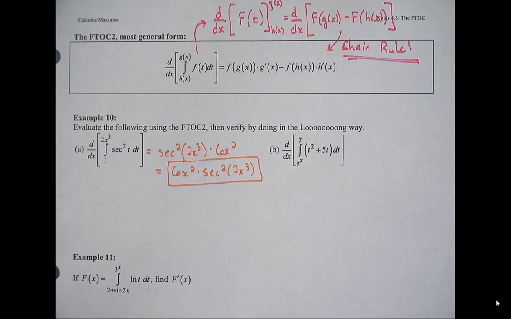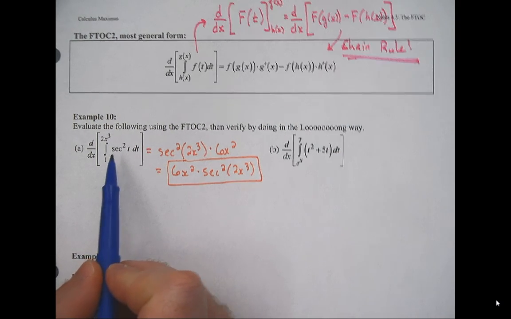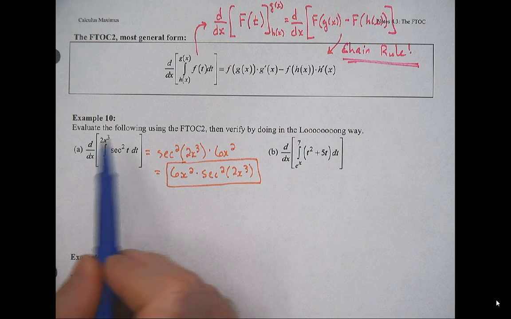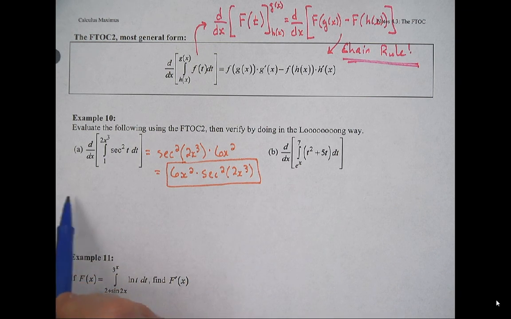So let's do this the long way to show you that this is going to end up being the same thing. So pause. What's the integral of secant squared? And evaluate. Try to not do the derivative yet. Just try to do the integral. Okay, let's see how you did.